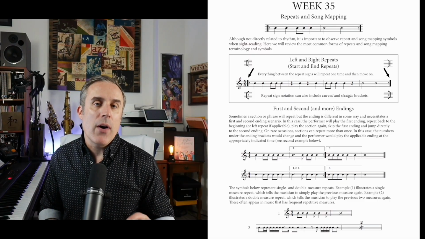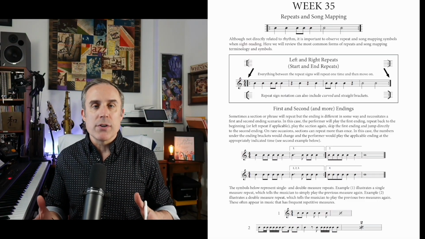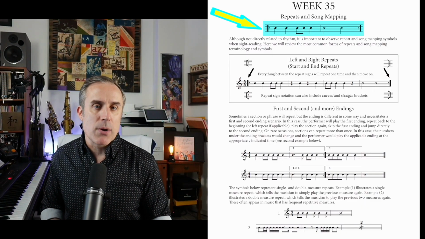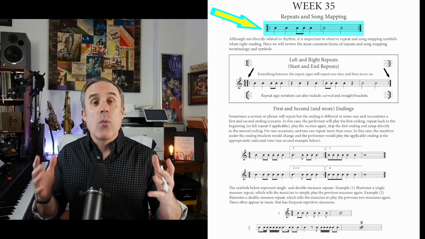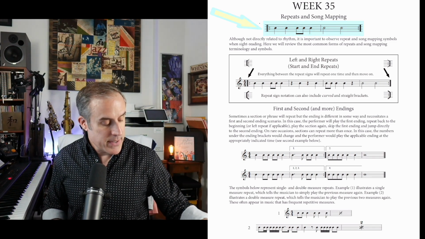All right, here we are on the first page of week 35. I'm going to hone in first on repeat signs. So let's look at this little 2-measure excerpt at the very top of the page. The first thing we want to recognize is, what does a repeat sign look like in music notation? Well, here it is. I'm going to circle it.